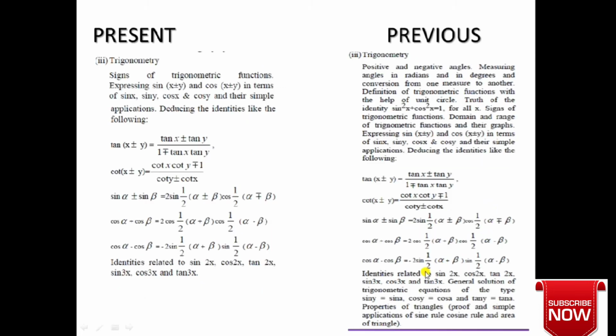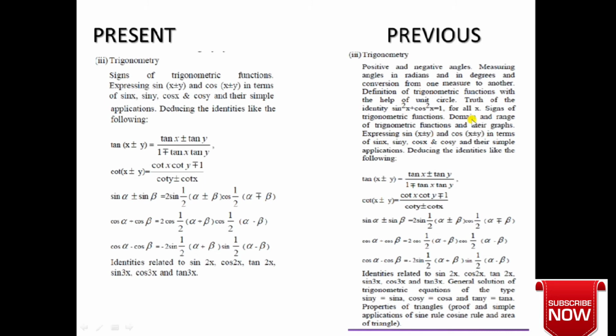Next we have trigonometry. In trigonometry, the main part that has been excluded is, from here, the part has been totally reduced. Positive and negative angles have been excluded. Measuring angles in radians and in degrees, and conversion from one measure to another, is also removed. Definition of trigonometric functions with the help of unit circle is also removed. Proof of the identity sin squared x plus cos squared x is also removed.